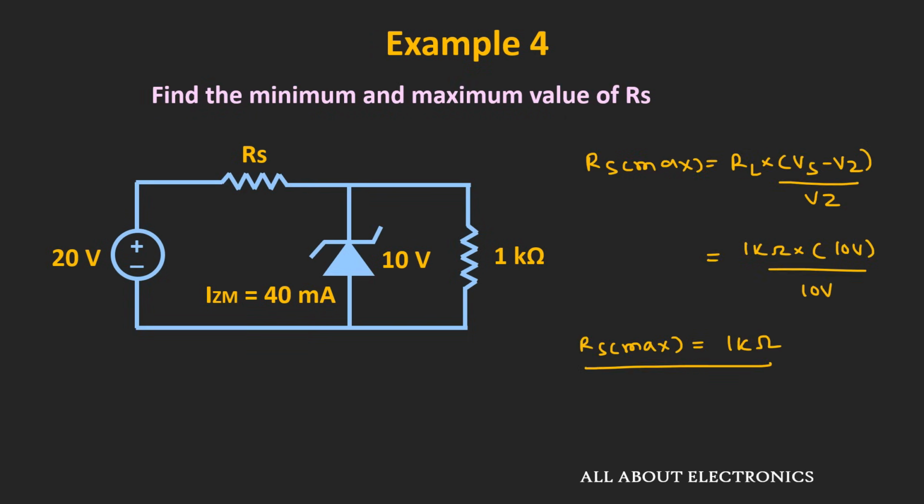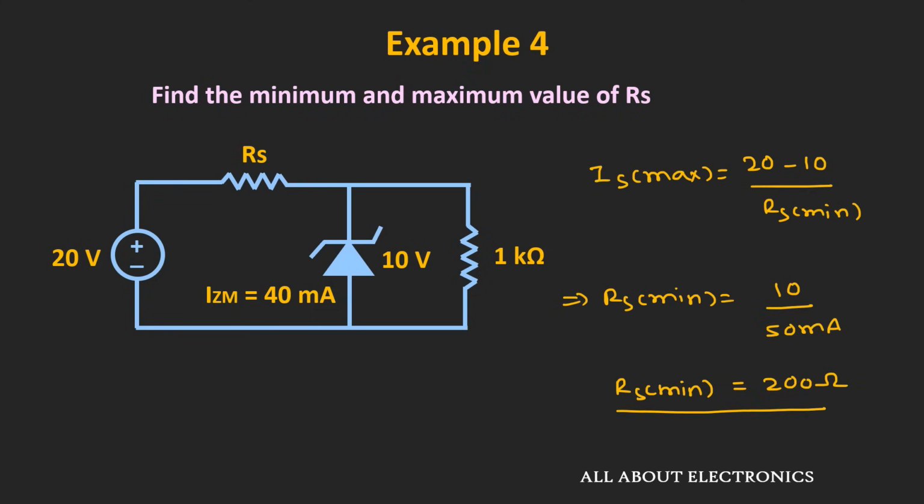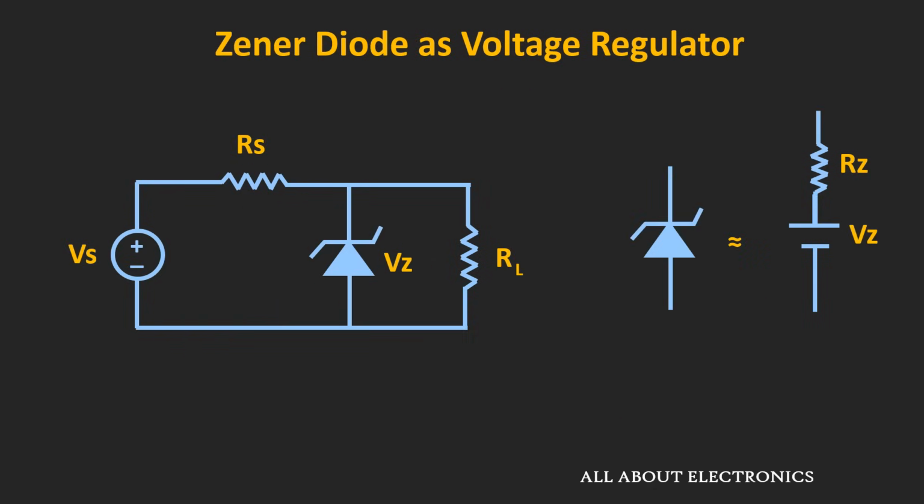So from this we can say that for the given example, whenever the value of this series resistor is in between the 200 ohm and the 1 kilo ohm, then the circuit will work properly as a voltage regulator and the Zener diode will not come out of the breakdown region. And in this way, we can analyze as well as design the circuits where the Zener diode is used as a voltage regulator.